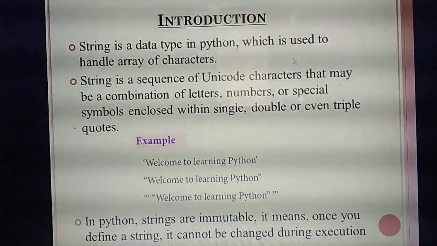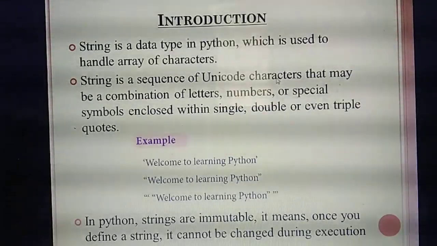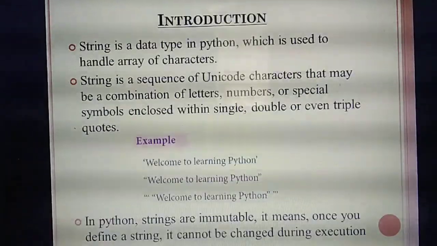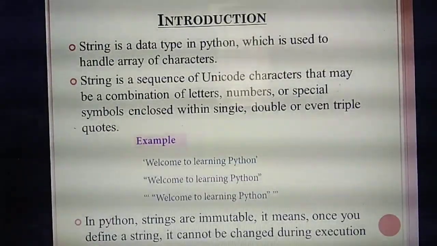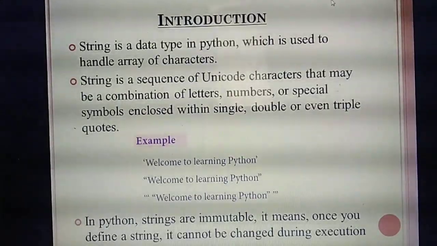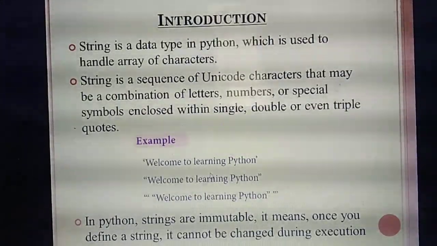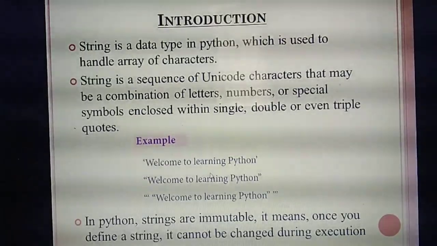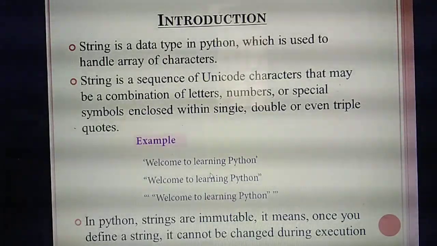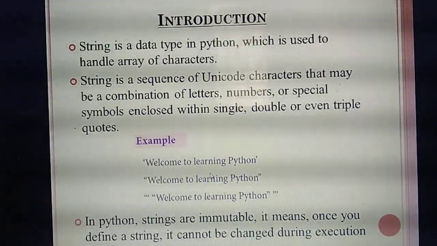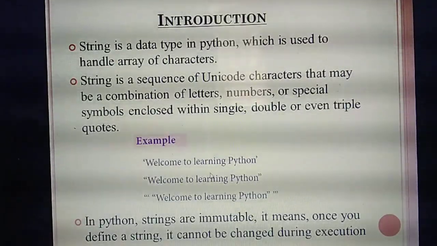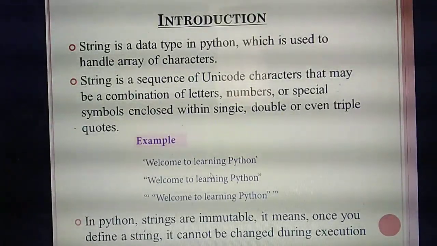See, the next point is that in Python, you can't change strings. That means they are immutable. So what do you mean by immutable? Immutable means once you have defined the string, for example, once you have defined a string like this in a program, Welcome to learning Python, you can't change this sentence during the time of execution. Once you have defined the string in the program, you can't change it at the time of execution. That is called immutable. Understand what immutable means?